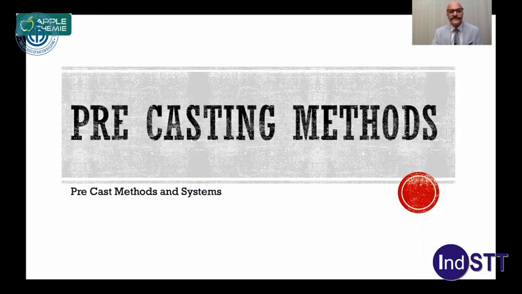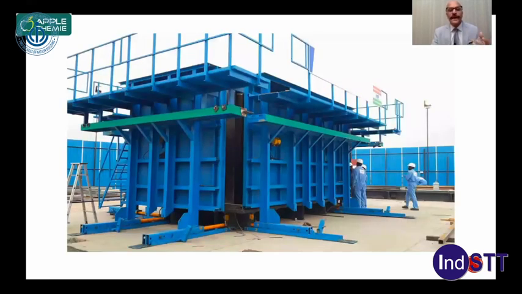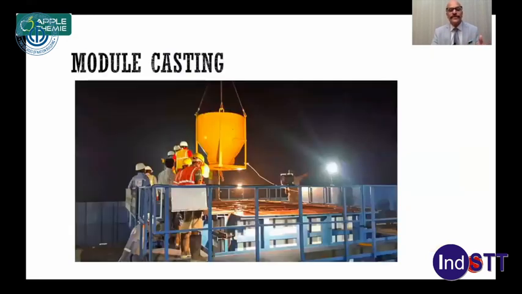Looking at the methods of precasting and the systems, one is the large panel system, wherein you are doing large infrastructure elements like factories and buildings. You have a big segment, you cast it and put it into place. In this system, there are large modules, and these large modules are cast in one go. You have the entire block of maybe an apartment, or at least one or two rooms, or even the service blocks.